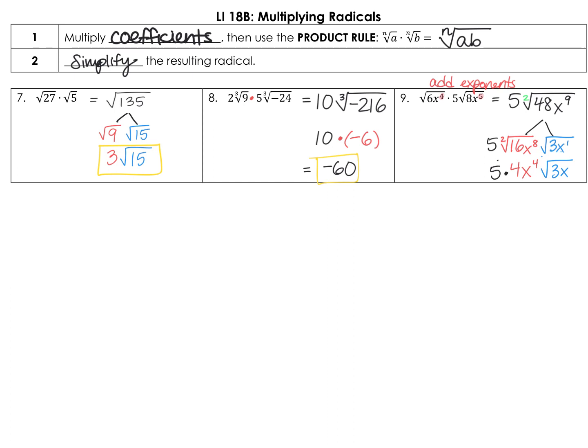So we have to multiply that by the 4, and your final answer is actually this, right? 20x to the 4th square root of 3x. So that's a lot of simplifying. This is what we've been trying to get better at, simplifying with x's and variables.